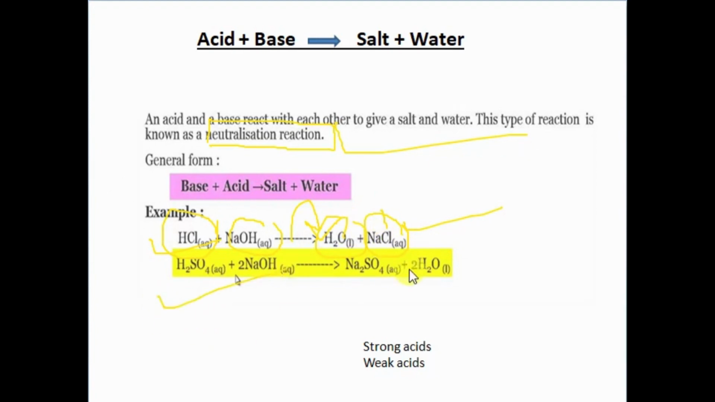This is another example. Now we also have the strong acid weak base reaction. So strong acids can react with weak bases. So this is the reaction. Okay, so when a strong acid will react with a weak base, we will get an acidic solution.